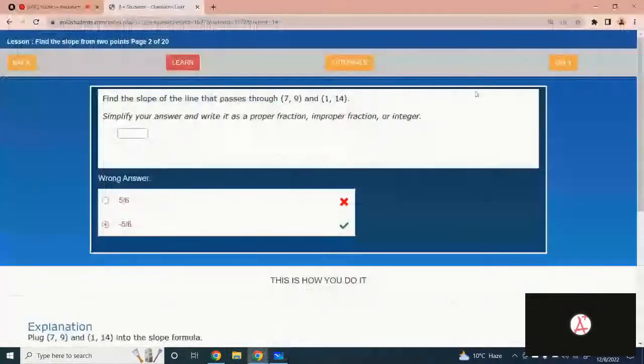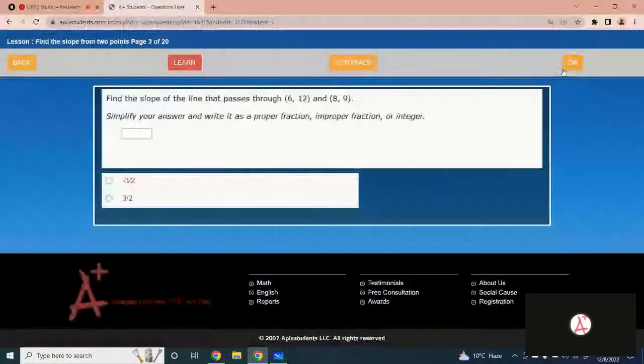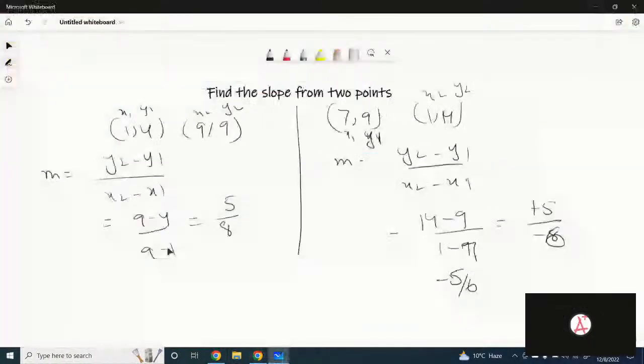OK button. Got it. Okay, find the slope of the line that passes through the points 6, 12 and 8, 9.